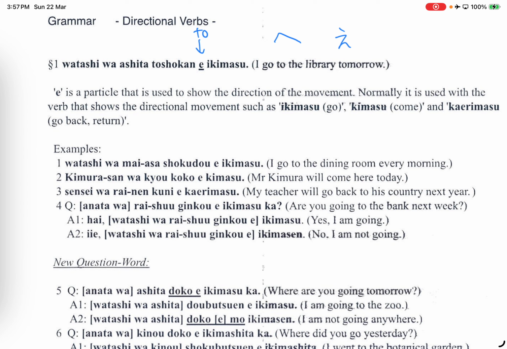私は毎朝食堂へ行きます. So go to shokudo. Right? Go to shokudo. Shokudo has a few meanings. It can be a canteen, it can be a cafeteria, it can be a dining room.